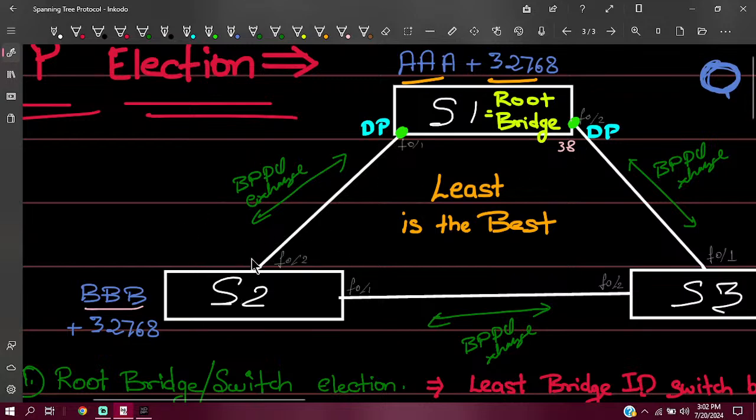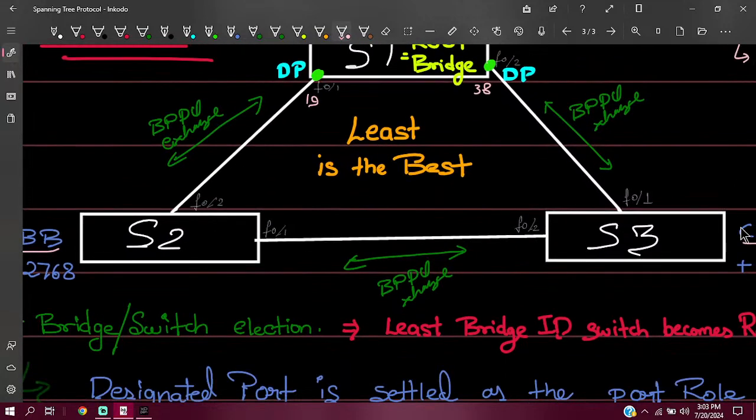But if switch 2 elects 0 by 2 as its shortest path, the only cost it will bear will be 19. And as spanning tree always entertains the least value, that will be the best path, right? So switch 2 elects 0 by 2 as its shortest path. Similarly, switch 3 will elect 0 by 1 as its shortest path. As soon as the non-root bridges have elected the shortest path, these particular interfaces will immediately go into the forwarding state again. But the roles that these will get, here the role will be the RP.